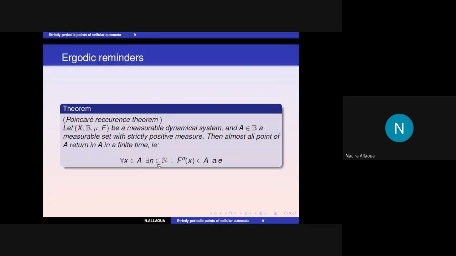Let's remind the Poincaré recurrence theorem. Considering any measurable dynamical system and a measurable set A with strictly positive measure, almost all points of A return in A in a finite time. In other words, for any point x of A, there exists an integer n such that the nth iterate of x will belong to A almost everywhere.